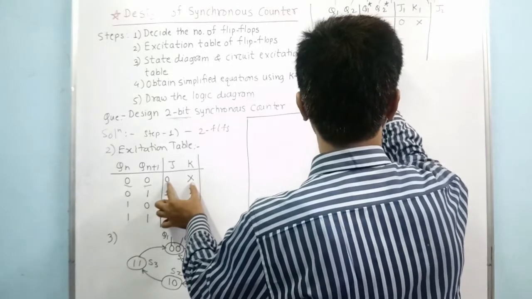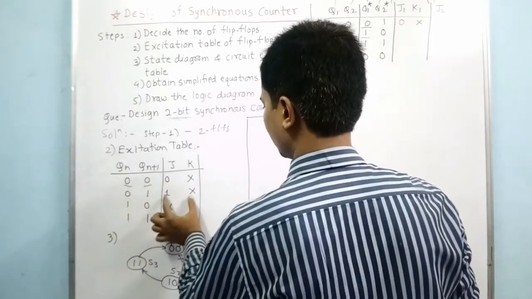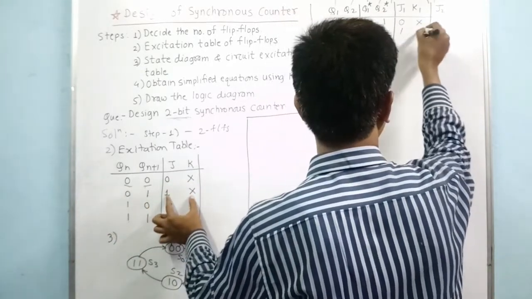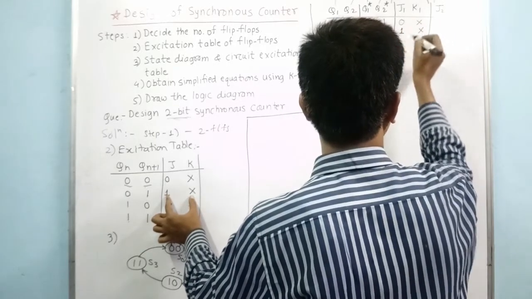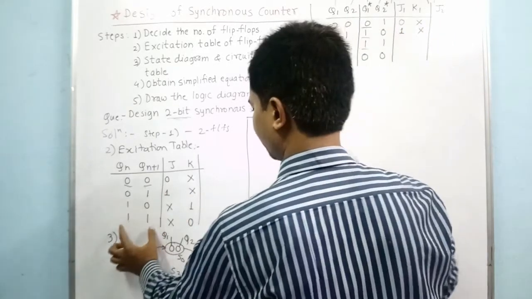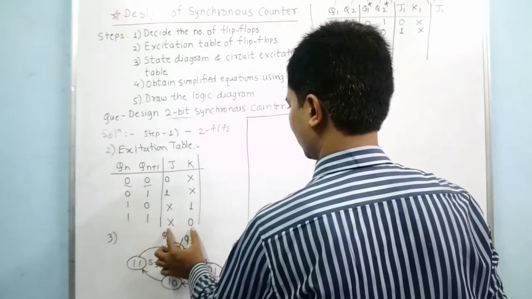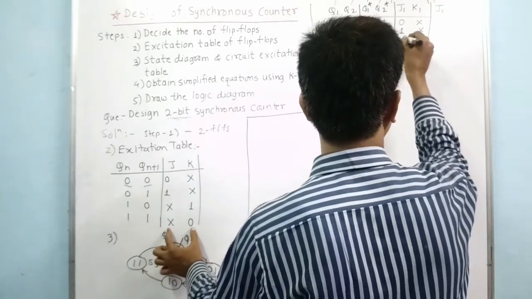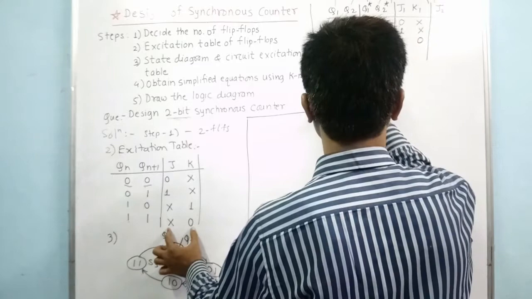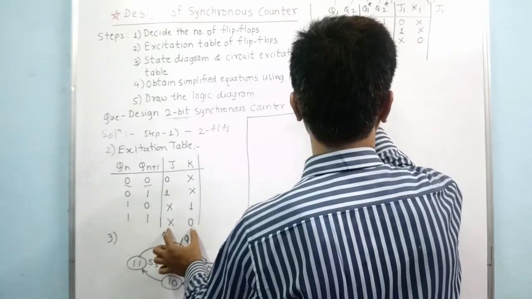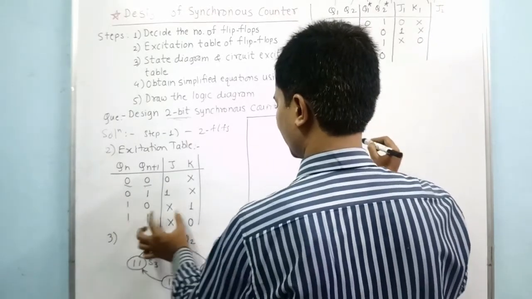For 0 1, the JK are 1x, 1 don't care. Okay, for 1 1, that means this combination, the JK are x0. And for 1 0, the third combination, that is don't care.